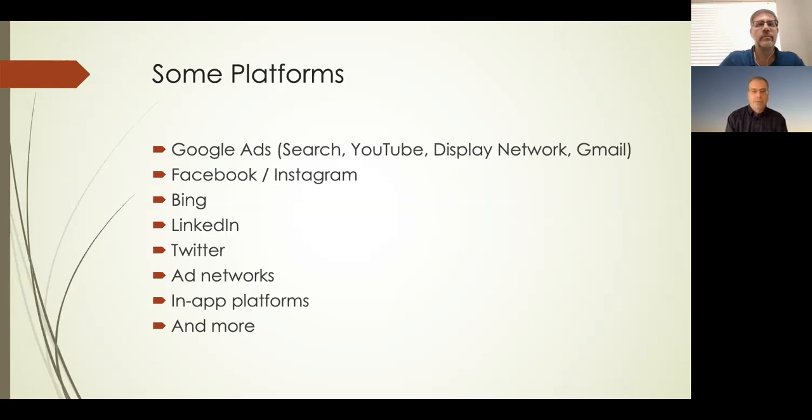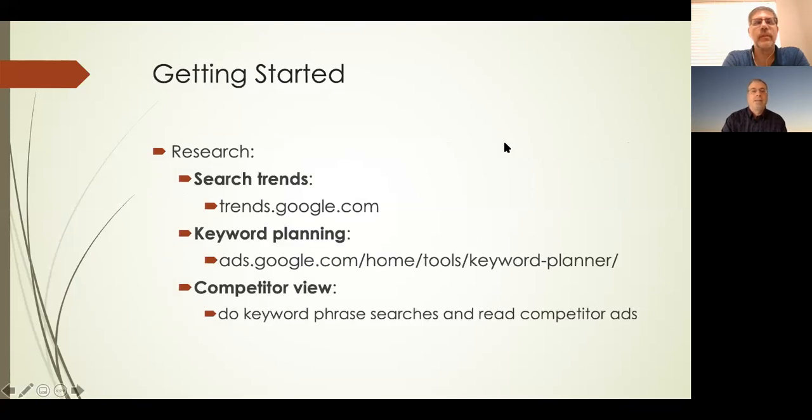Other platforms, of course, are Facebook and Instagram. You can actually build an advertisement in Facebook and it subsequently shows on Instagram. You can build one ad and it will resize automatically for that other platform. Of course, Bing, LinkedIn, Twitter. There are ad networks. Last I saw, there are at least 8 to 10 popular ad networks that you can advertise through. Platforms that permit advertising within apps, specifically platforms of that kind. And of course, there are more platforms. So I'm going to go to the next slide.